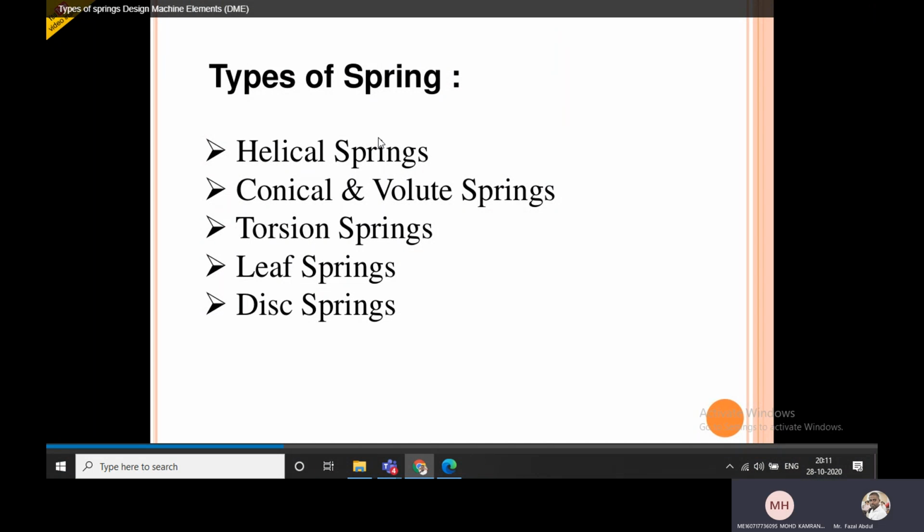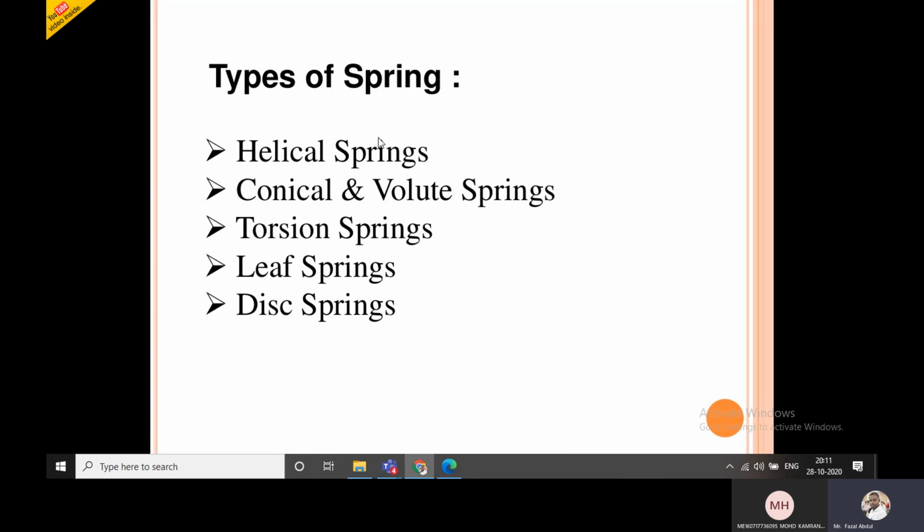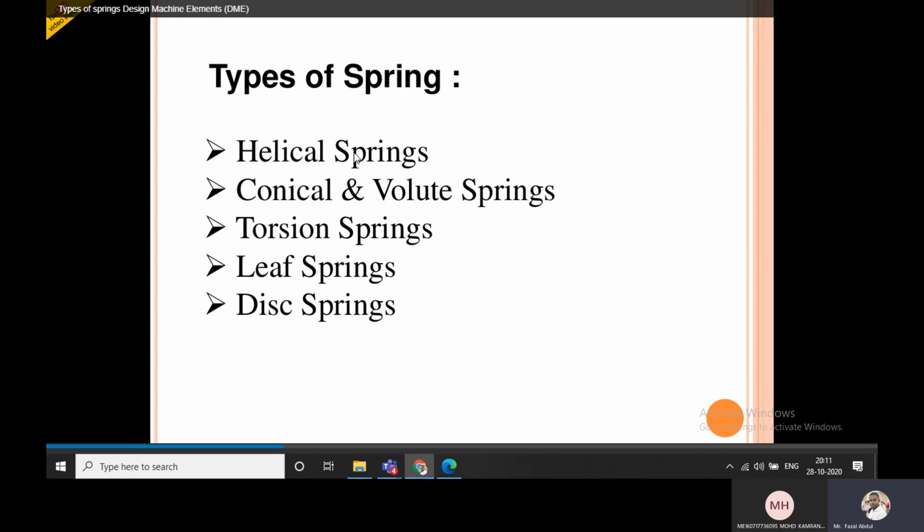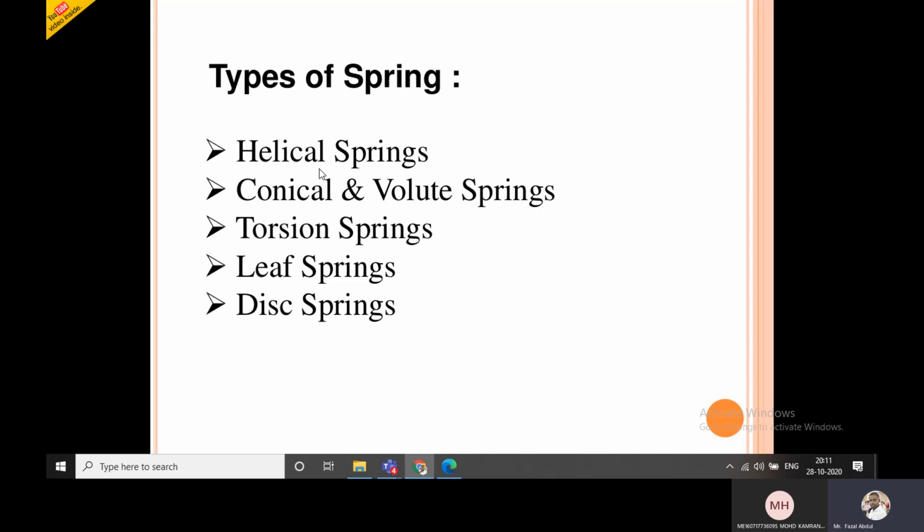So bearings, springs, first unit. In the first unit also, two or three relations are there. Just see what the relation is, what the theory is. A spring works because of its elastic energy. If the spring doesn't have the elastic property, the spring will not work.